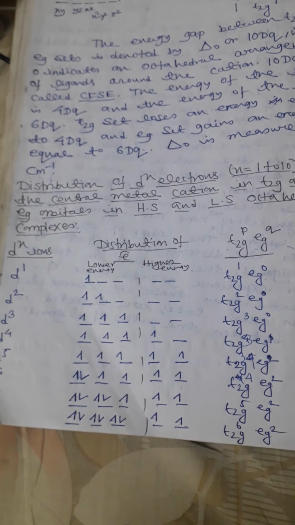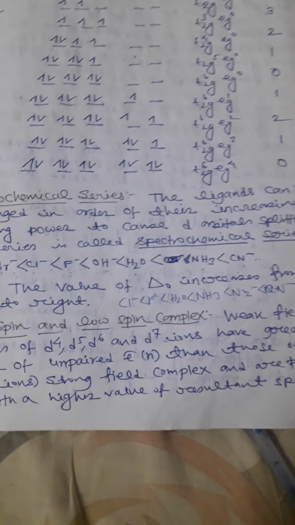Now my next topic is related to the distribution of d electrons of the central metal cation in the t2g and eg orbitals in high spin and low spin octahedral complexes. In our previous video, we explained what a high spin complex and a low spin complex are, and that it depends on the spectrochemical series.